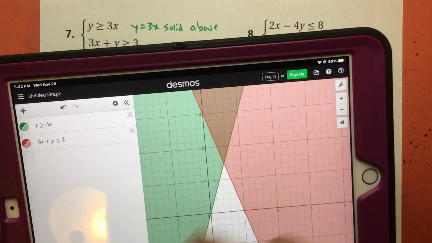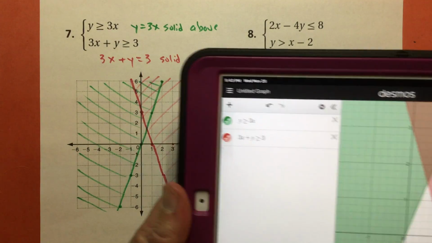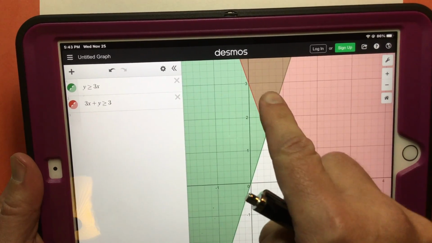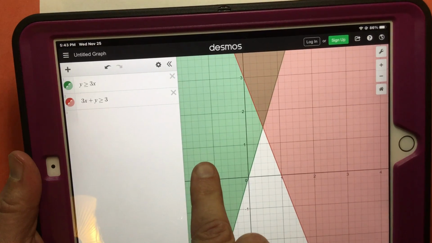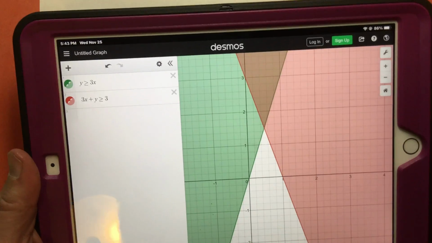Desmos does a nice job of shading the whole thing in. I don't want you to color in your graph. Just draw the line shading that I'm doing. Okay? But you can see where the overlap is. Neither of them work here. Only the green one works here. Only the red one works here. And this ugly brown color, that's where both of them work.